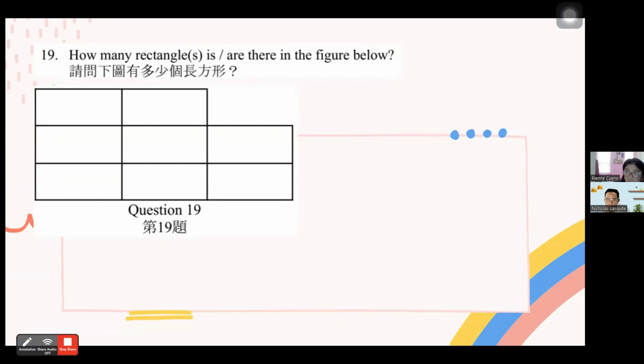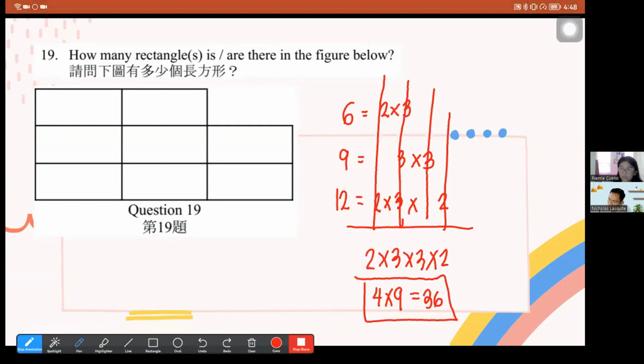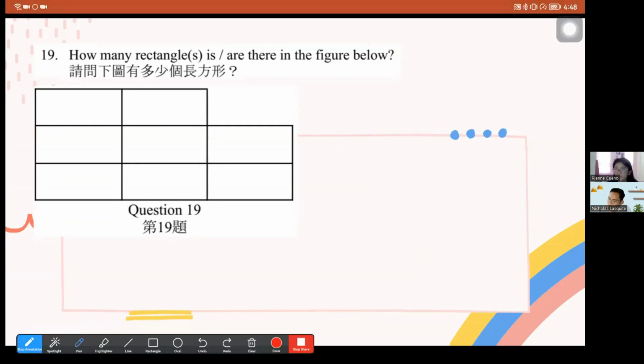What do you think is the answer? 27. 27, correct. So as you can notice, you have one. Let's say that we have an extension here. That would be 1, 2, 3, 2, 3, right? So that would be around 1 plus 2 plus 3 is 6.